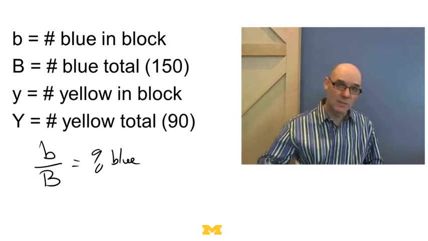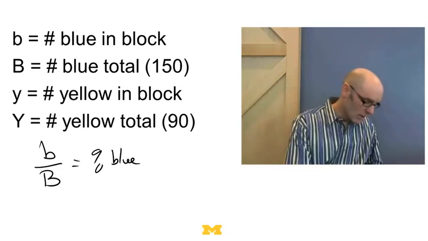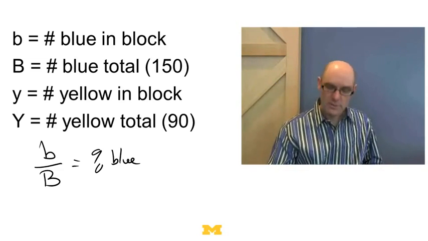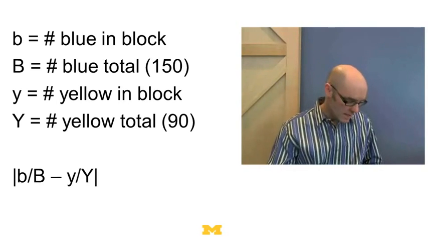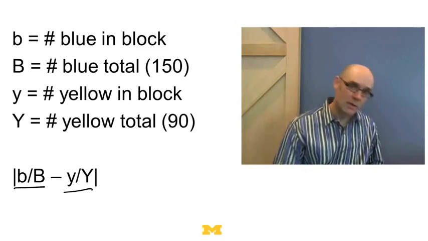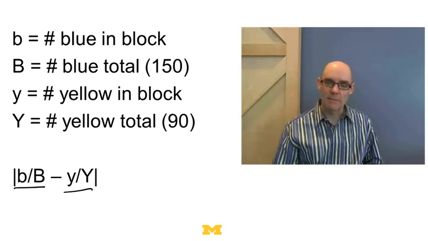So it's just giving me some sense of the proportion of the total number of blue people that are in that block. And similarly, little y over big Y is giving me the proportion of yellow people in that block. Now, why do I want to look at these two numbers? Because if I take the difference between little b over big B and little y over big Y, that's going to tell me how distorted the distribution is in that particular block.